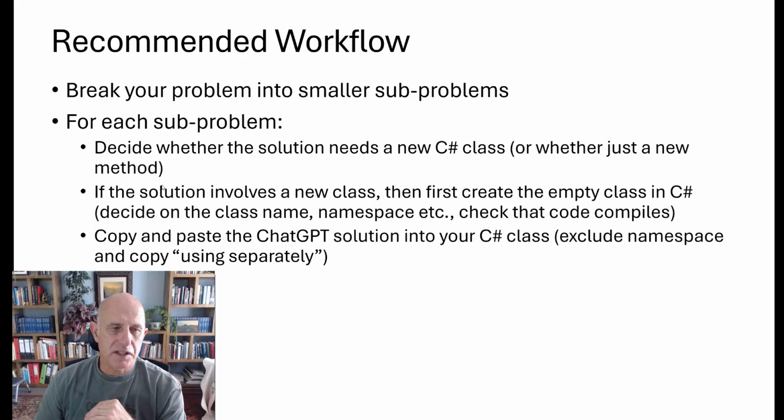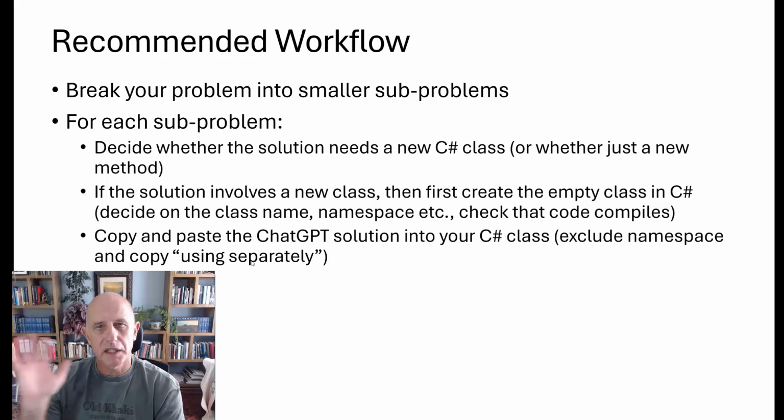And then, as I said, you will copy and paste the ChatGPT solution into your C# class. Make sure you exclude the namespace that it gives you, and copy the using statements separately, or copy the entire solution in and then go and split out the using statements and cut them out and paste them above your namespace statement. In the next video, I'll show you what all of that means.